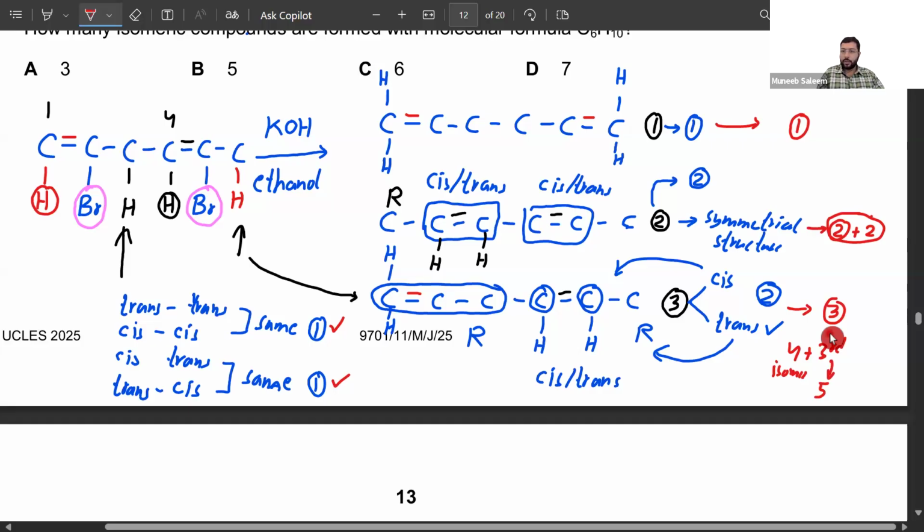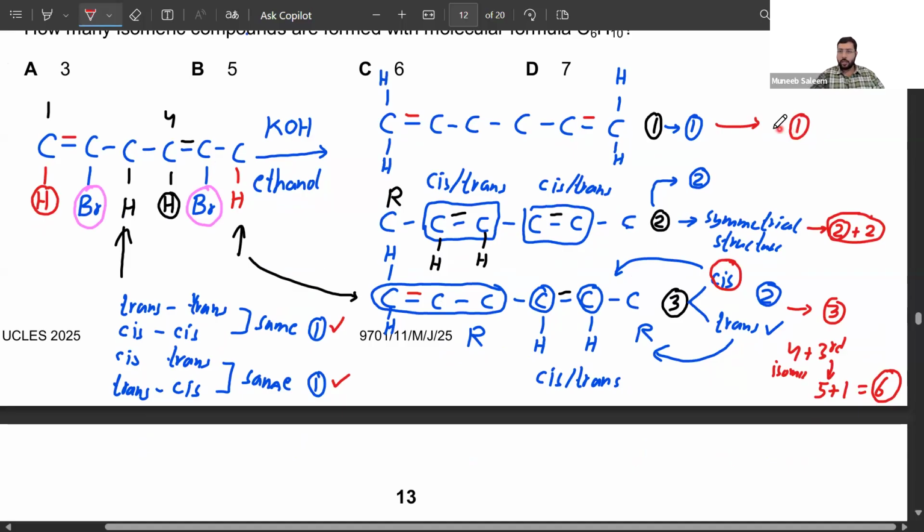And within that third isomer, I still had one more isomer coming from here. You can either take cis or the trans. That means the 5 isomers plus one more is equal to 6. So there are in total 6 isomers produced as a result of these different reactions.